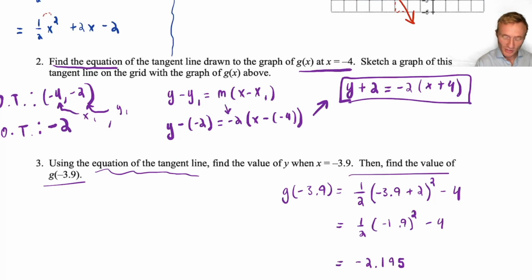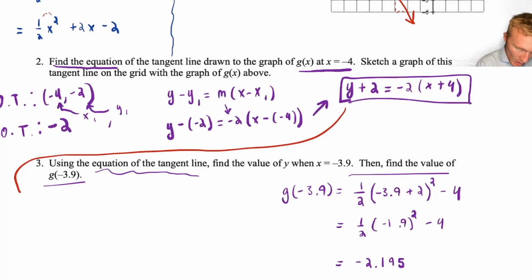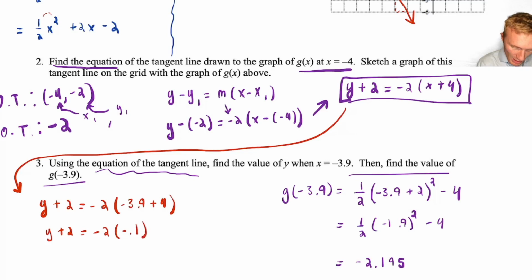Let's see how close. Say we just say the red line is good enough. Let's do just the tangent line at negative 3.9. y plus 2 equals negative 2 times (negative 3.9 plus 4). Here's why the mental math is going to be a lot easier here. It's because this is going to be something we can do in our head. Negative 3.9 plus 4 is positive 0.1. And so we have y plus 2 is equal to negative 0.2.